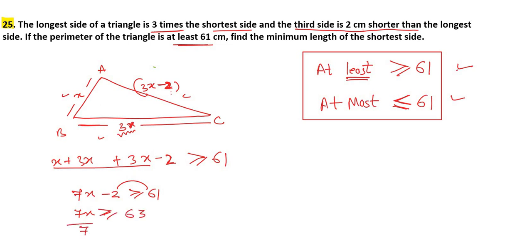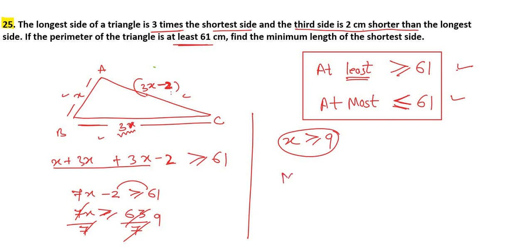If we divide by 7 on both sides, what will we get? 7 and 7 cancel, and 63 by 7 is 9. So I am getting x is more than or equal to 9. So my condition is that the minimum length of the side should be 9. Minimum. Okay. So this is my answer.